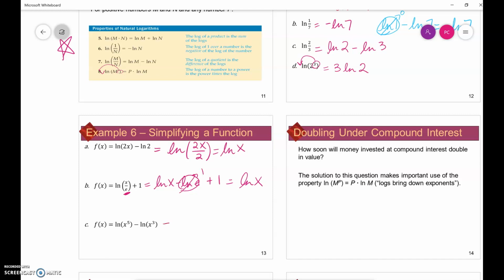On this next one, I want you to try to simplify C, and I'll come in on the next video and show you the answer.